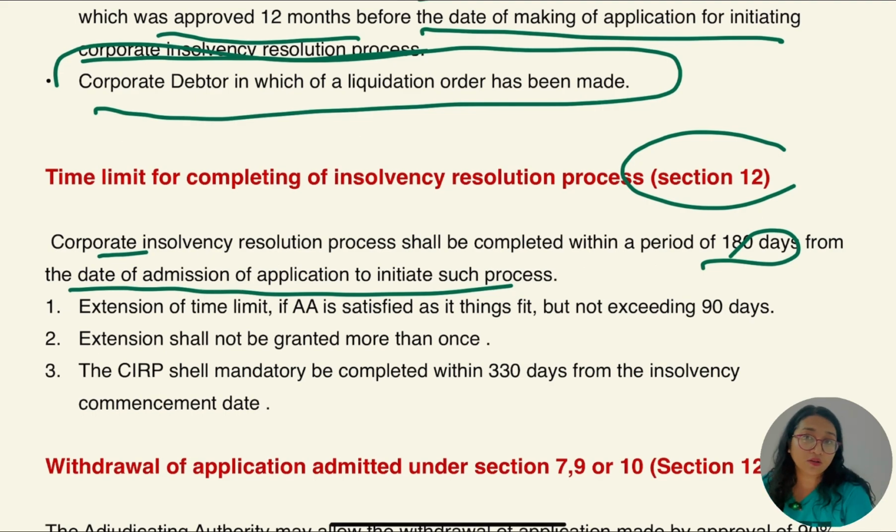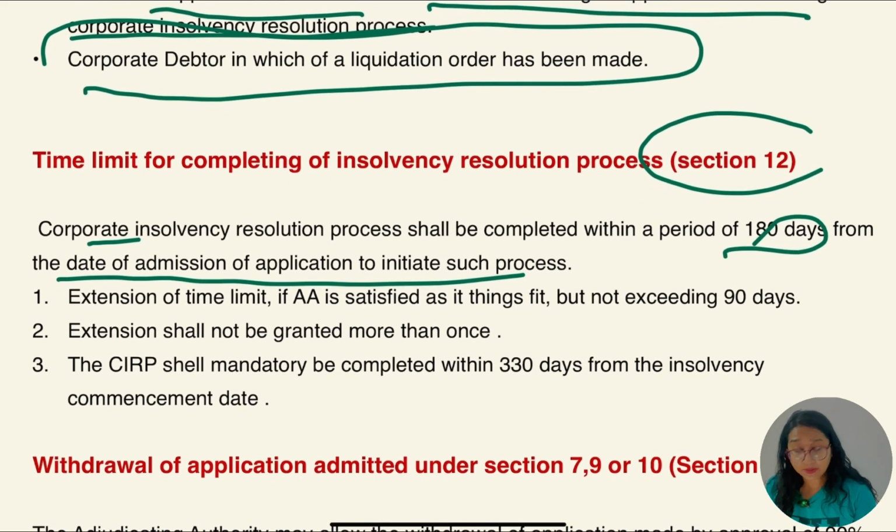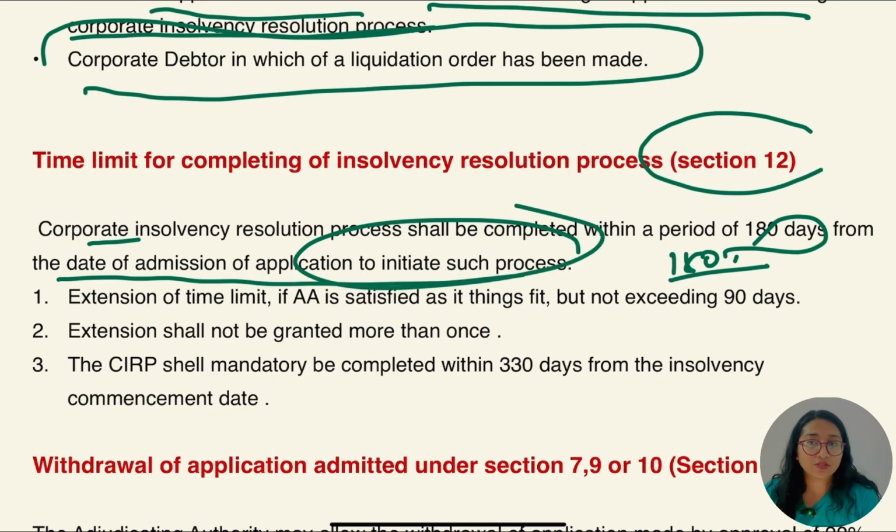So let's go through what the law is saying in this section. First of all, the corporate insolvency resolution process shall be completed within how many days? Within 180 days. Is it clear? Yes. From the date of admission of application to initiate such process. Which means once the AA has accepted the application, by whom? By the financial creditor, by the operational creditor, or by the corporate applicant. In that case, the commencement of CIRP is going to happen. Hope this was clear now.